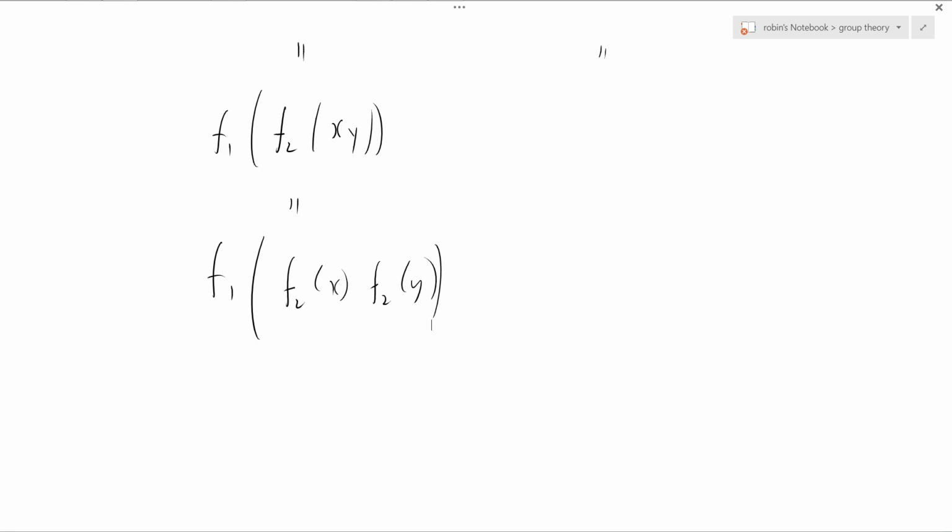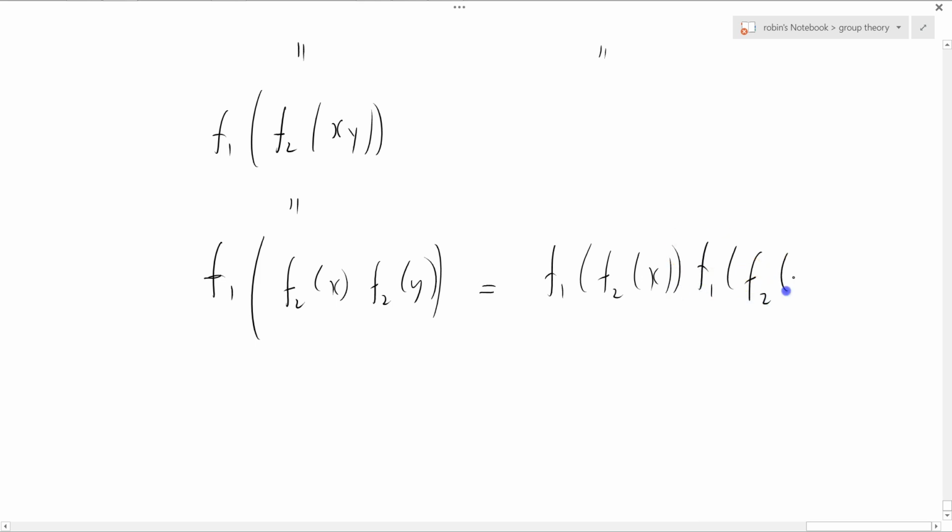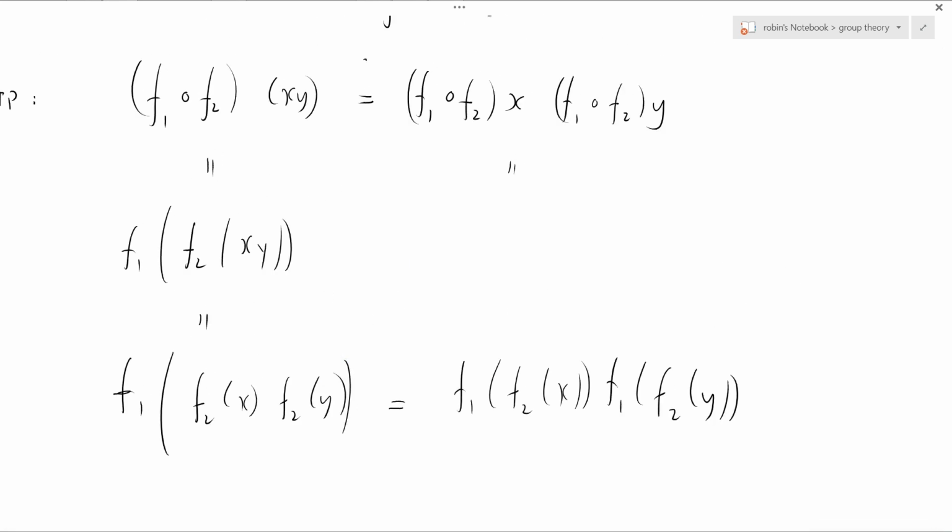Ah, and now we're getting somewhere. So that's equal to, so now I'm going to use the fact that f1 is a homomorphism, and that's f1 of f2 of x, f1 of f2 of y. Okay? So this equality is because, which way around is it? That's because this one is f2. This one is using the fact that f2 is a homomorphism, and this line is using the fact that f1 is a homomorphism.